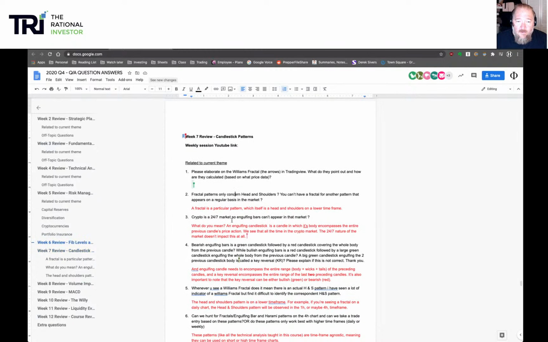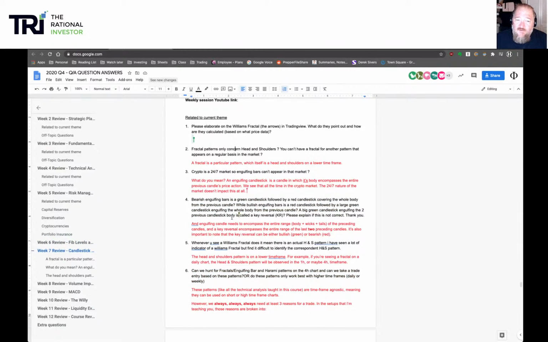And then crypto is a 24/7 market, so engulfing bars can't appear in that market. I'm not sure where you get that idea. What do you mean? An engulfing candlestick is a candle whose body encompasses the entire previous candle's action. That's an engulfing candlestick, and we see that all the time in the crypto market, okay? The 24/7 nature of the market doesn't impact that at all.